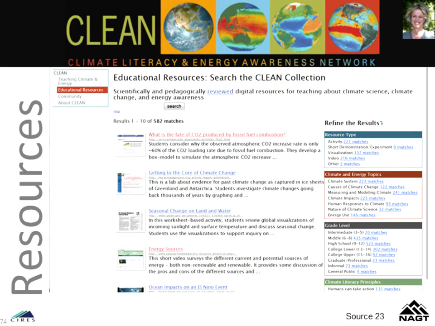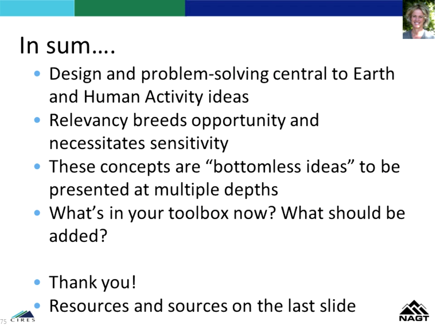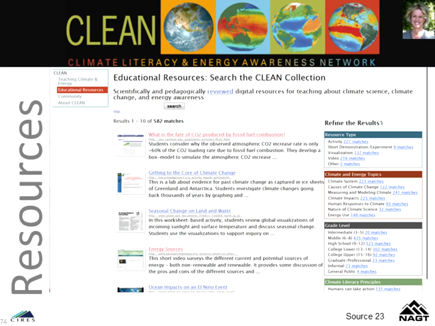Okay, so a lot of the resources that we've shown you have come from the CLEAN collection. This is a collection of climate and energy resources that have been reviewed by educators and also by scientists. And they've been reviewed by experts in that particular resource. So if it's a sea level resource, it's been looked at by a sea level scientist to make sure that it's accurate and current and appropriate.